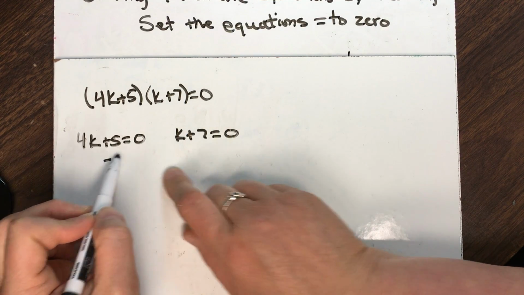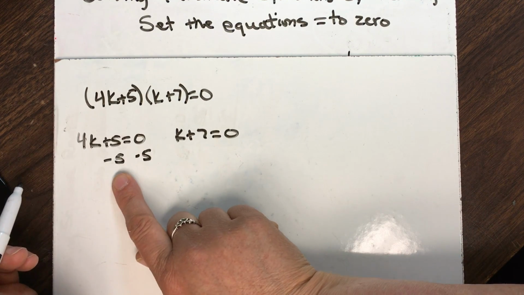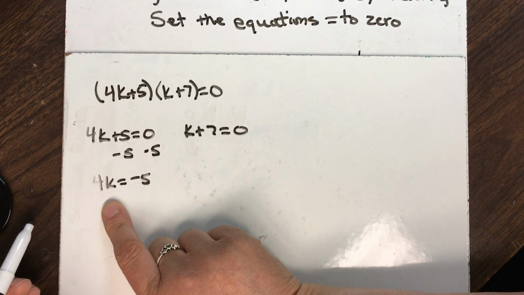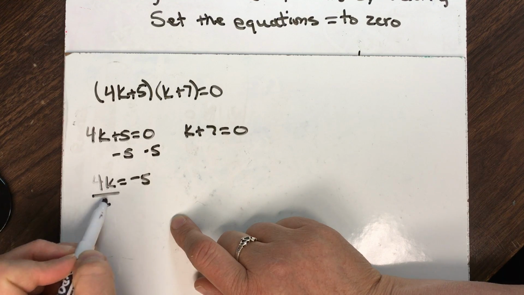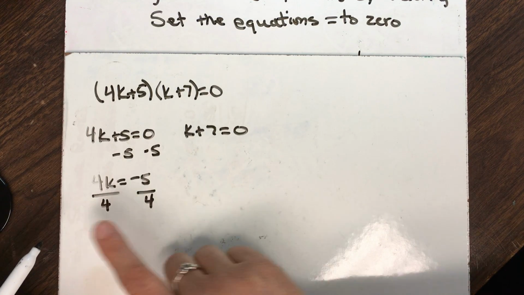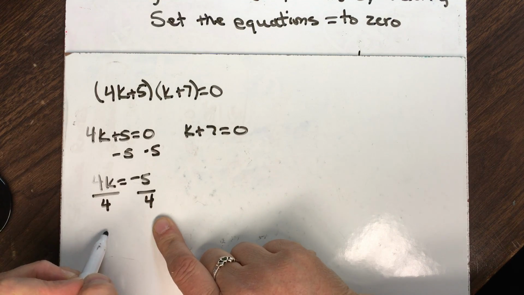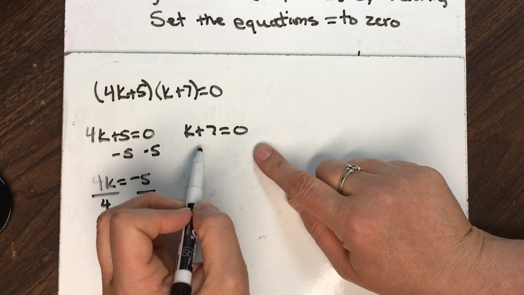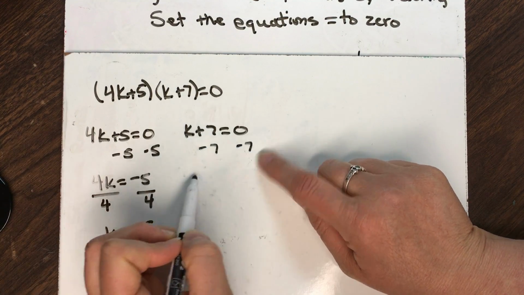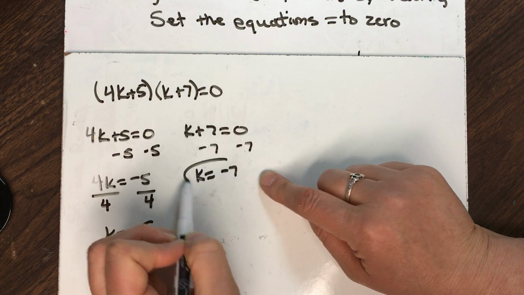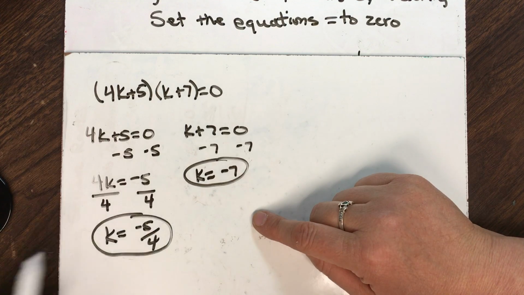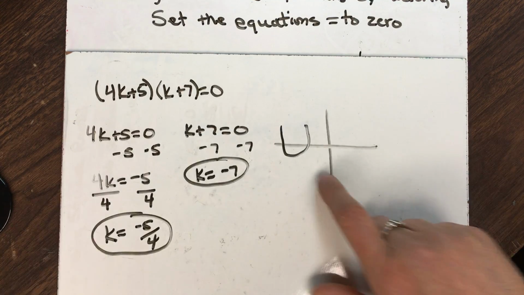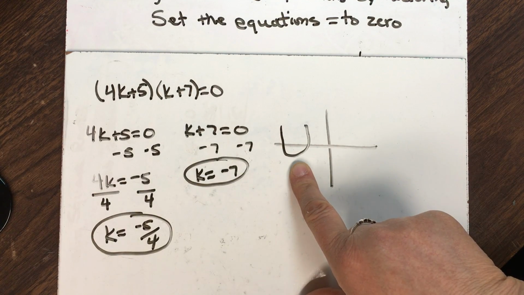So the first thing we need to do is subtract 5, because whatever I do to one side, I have to do to the other. And I have 4k equals -5. Now, this is multiplied. The opposite of multiplication is division. So we're going to divide both sides, because whatever I do to one side, I have to do to the other. So there's one answer. And here's my other answer. So if we were looking to see where these cross the x-axis, if I was to set up my parabola, we would be over in this area here. We would be over in this quadrant.